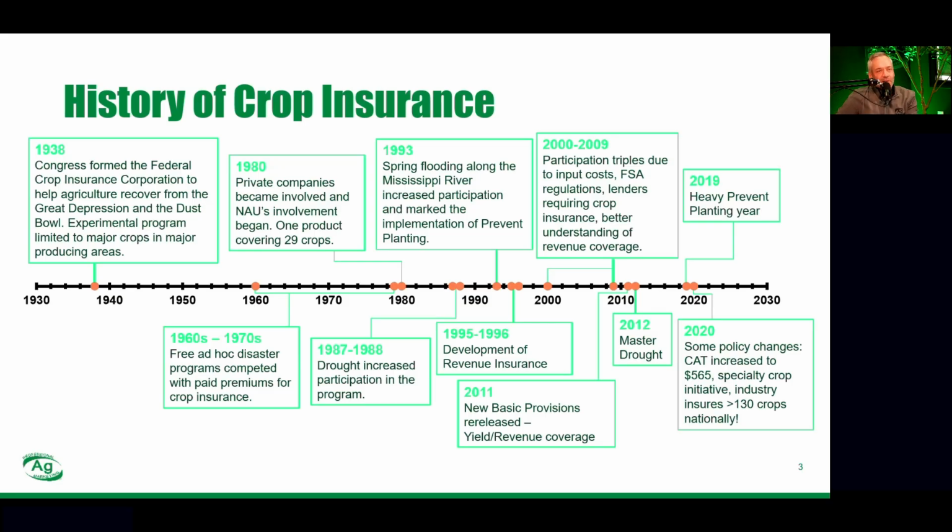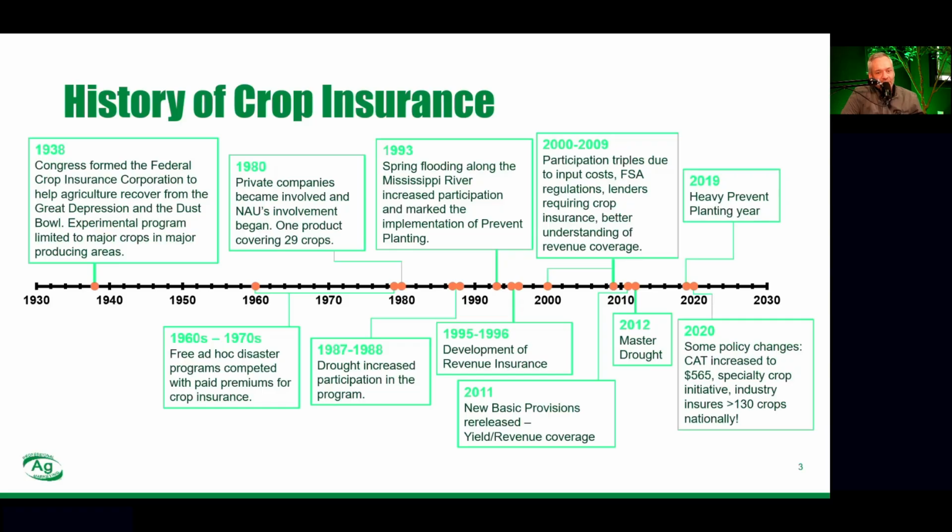So specifically around the history of crop insurance, how did this get started? When did it become popular? 1980 is the key time period of when the traditional crop insurance that we know today got started. It is a public-private partnership where the federal government designed the program, sets the rules, and then works with insurance companies across the United States to offer the products for sale through agents to the farmers.